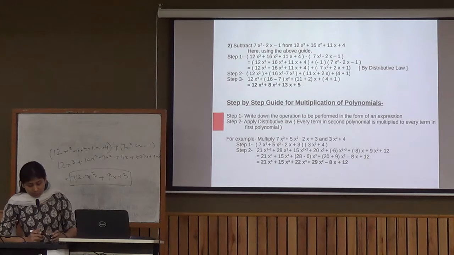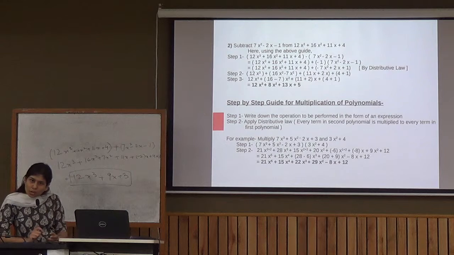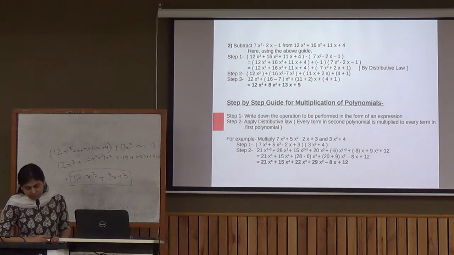Now, moving further and understanding the step-by-step guide for multiplication of polynomials. Step 1: write down the operation to be performed in the form of an expression. Step 2: apply the distributive law. Here, every term in the second polynomial is multiplied to every term in the first polynomial. For example, consider multiplying 7x cubed plus 5x squared minus 2x plus 3 and 3x squared plus 4.